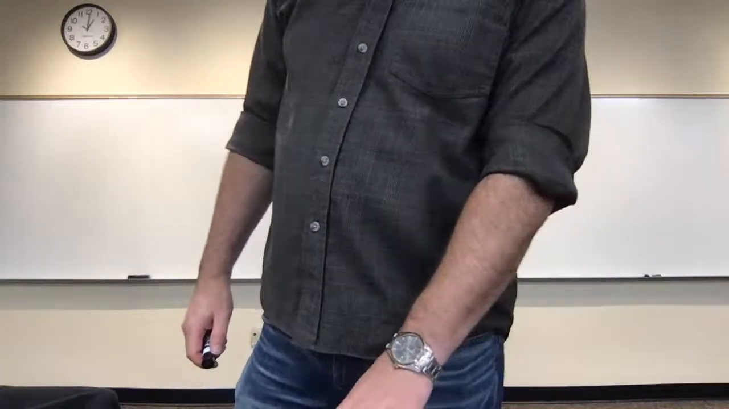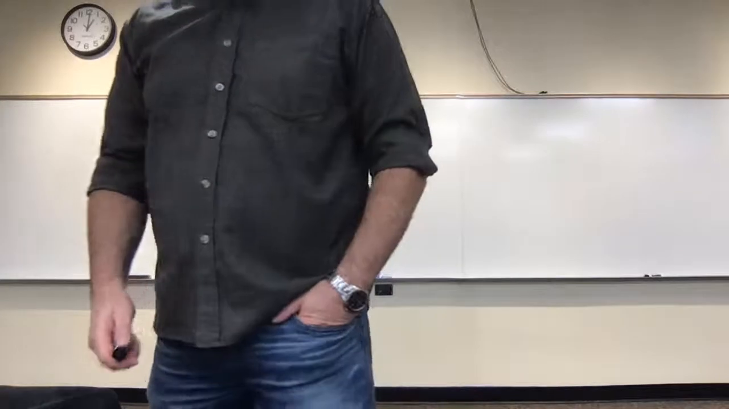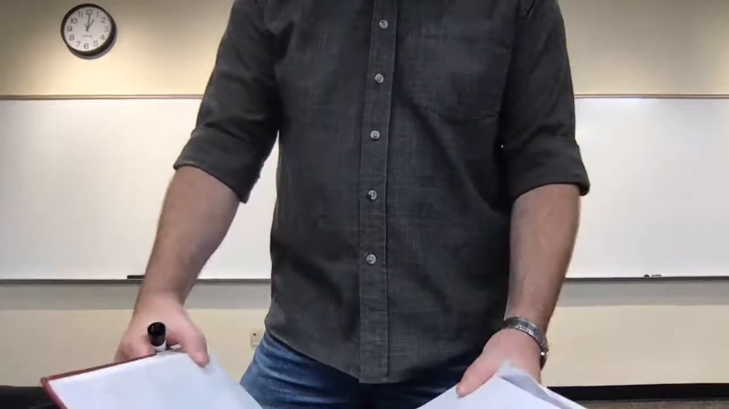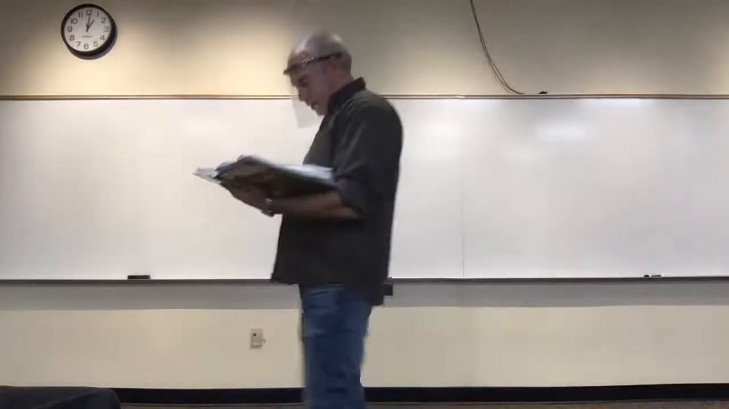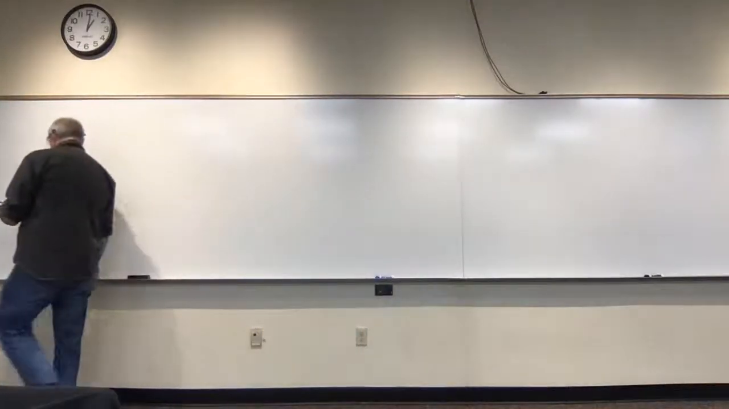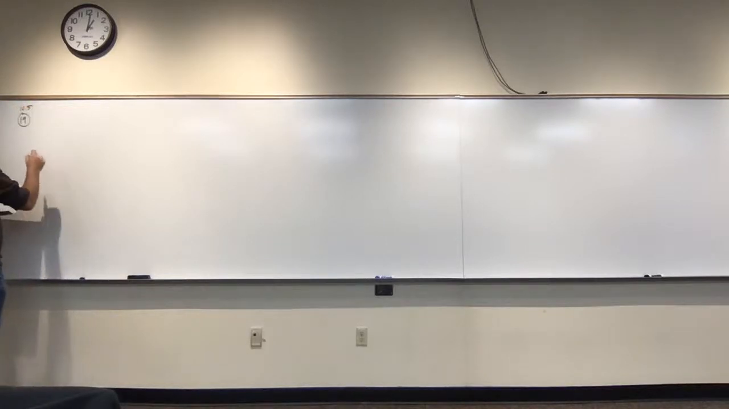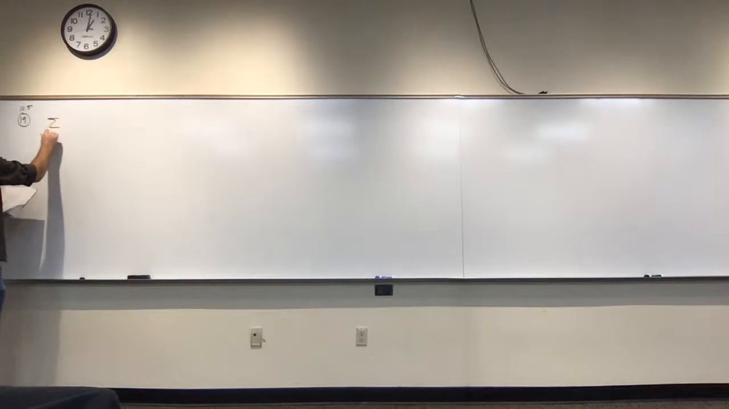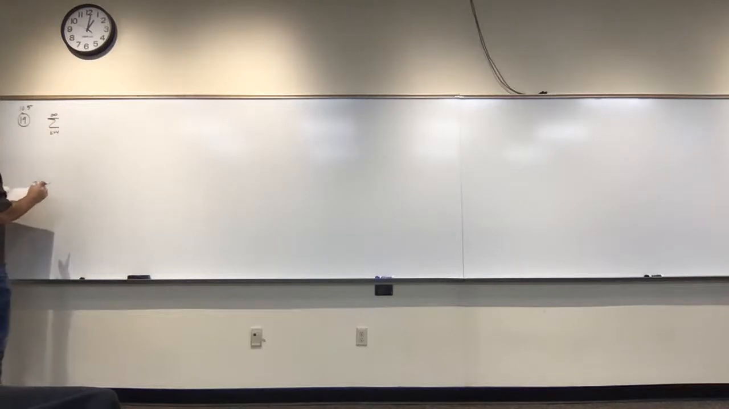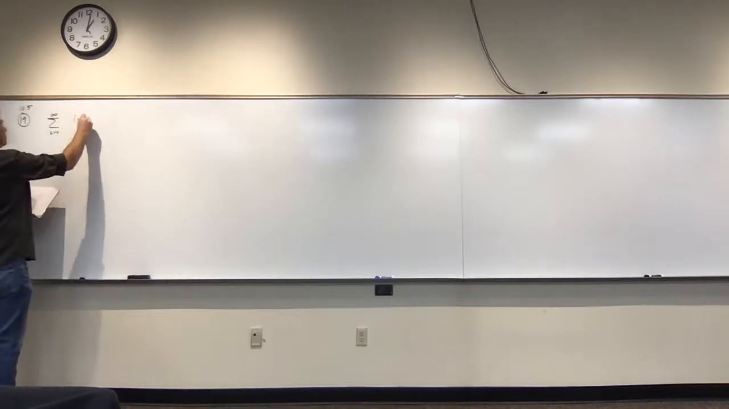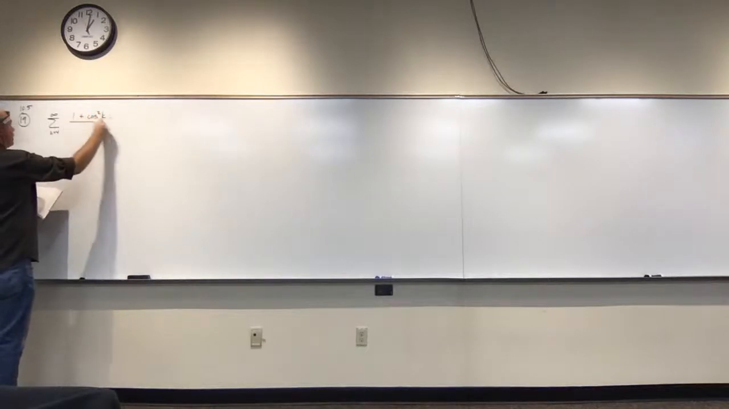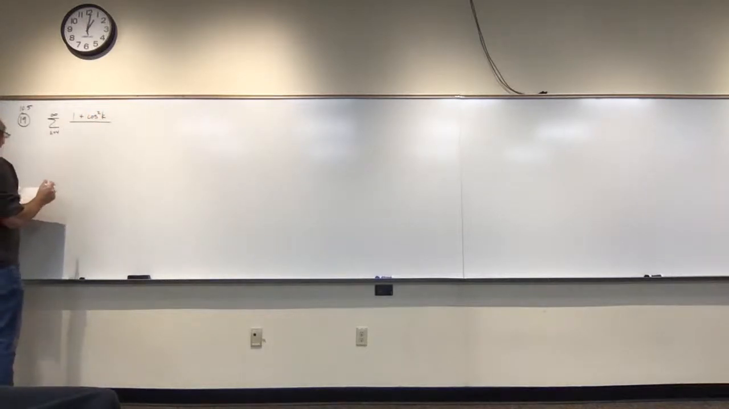Yes, 19. So they're saying use a comparison test or a limit comparison test to determine the following. And you said 19? Yes. Okay. So, and this is from 10.5. It says sum k going from 4 to infinity of 1 plus cosine squared of k divided by k minus 3.